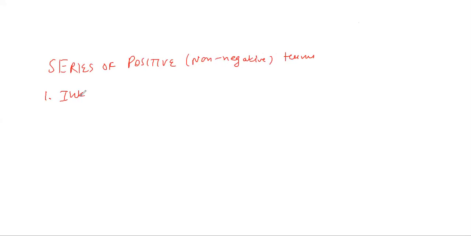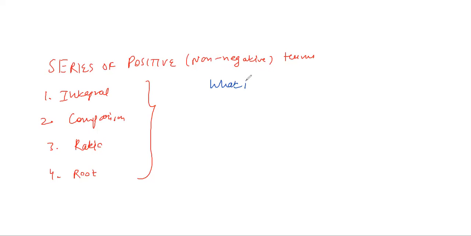So we had 4 tests for them: integral, comparison, and then we had the ratio, and then we had the root test. So all of these are for these series of non-negative terms, right? So now the question to ask is, what is the other type of series? We are saying that this is a positive series, this is a non-negative series. So the question remains, apart from this, what other series can there be, right?